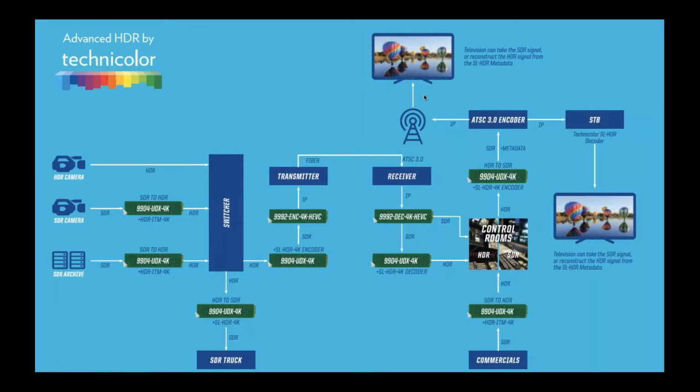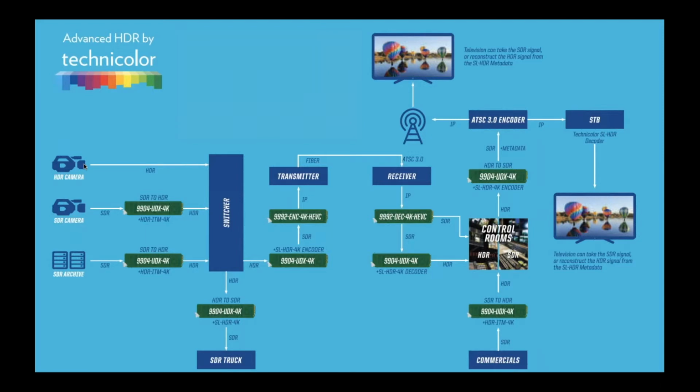This slide gives an overview of the complete end-to-end workflow, where you might have, in a production environment, a mix of HDR cameras and SDR cameras. We have a product, the 9904, that can come in and take that legacy equipment up to HD. Or maybe you have some server content that's coming in legacy, and that's also being up-mapped to HD. Then from your switcher, you might want to share that HDR feed to another truck, but the other truck might be SDR, so you can then go from HDR to SDR.